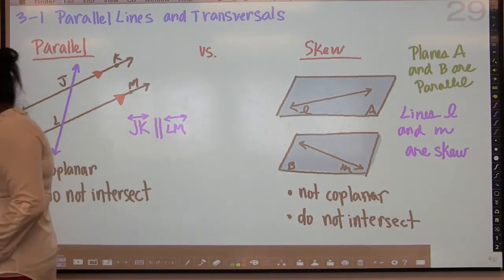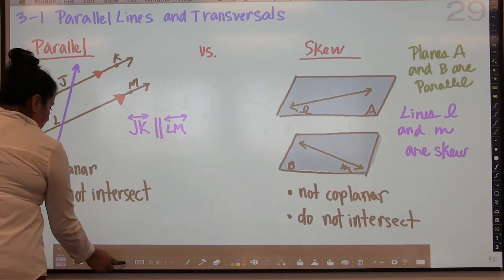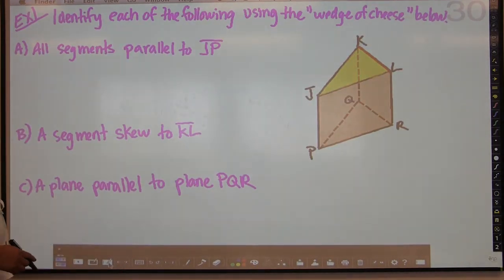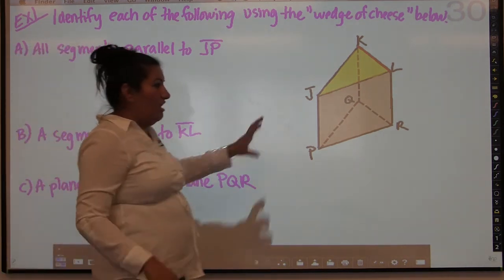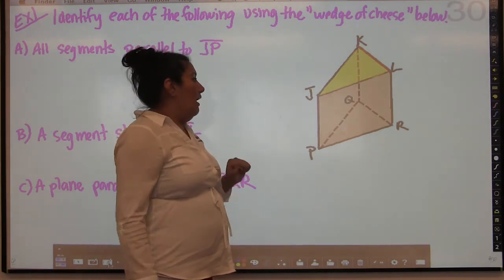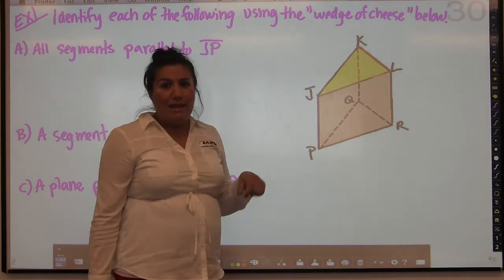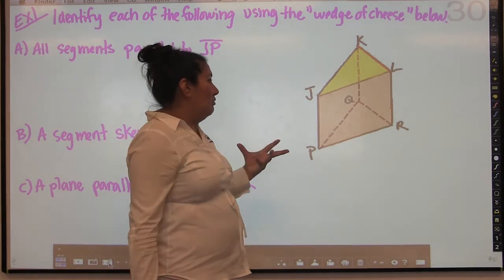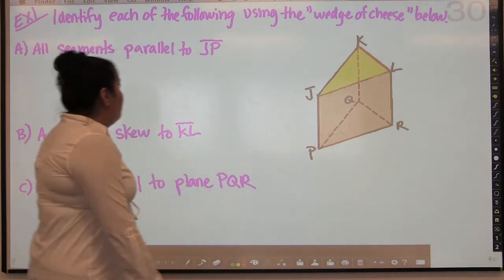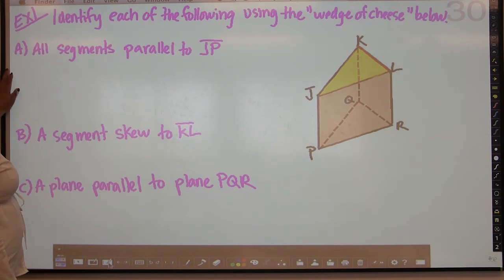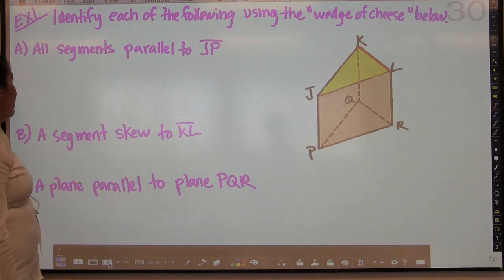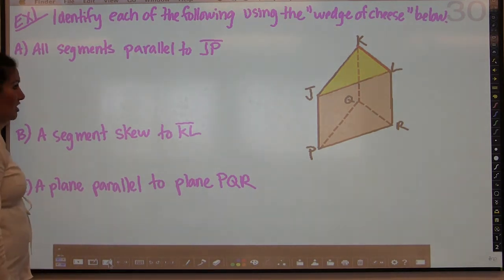So now we're going to go to our example, and hopefully you can see what's happening. It says here, identify each of the following using the wedge of cheese below. Now in your book, this definitely looks like a wedge of cheese. On my board, it just looks like a triangular solid. But anyway, just be imaginative with me. So part A says, they want us to identify all the segments that are parallel to JP.